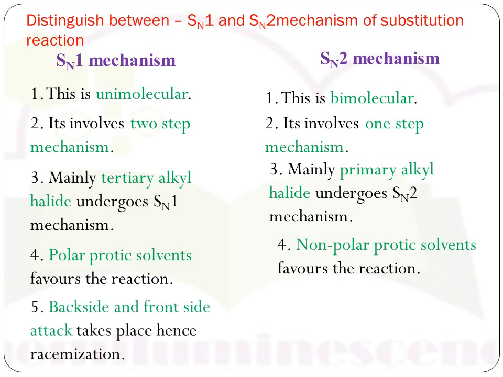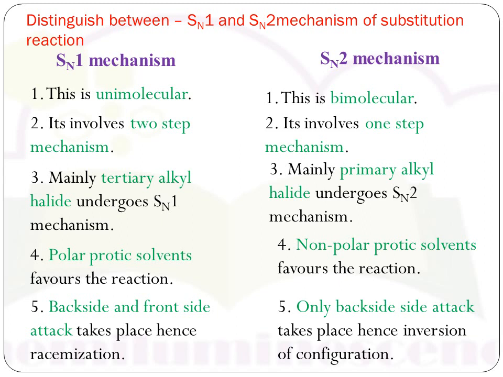In the SN1 mechanism, due to the planar geometry of the carbocation, both front side and back side attack take place, and due to the front side and back side attack, the product formed has enantiomers, that means the product is a racemic mixture. While in the SN2 mechanism, only a backside attack is possible to avoid crowding or steric repulsion between the leaving group and the nucleophile. Hence, only backside attack takes place and inversion of configuration occurs.